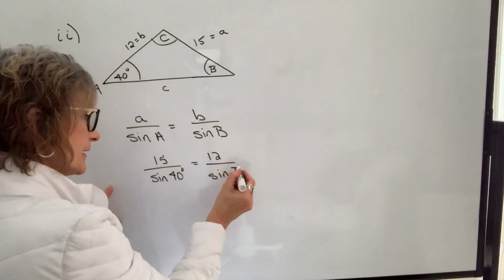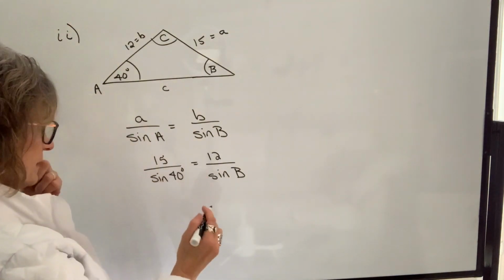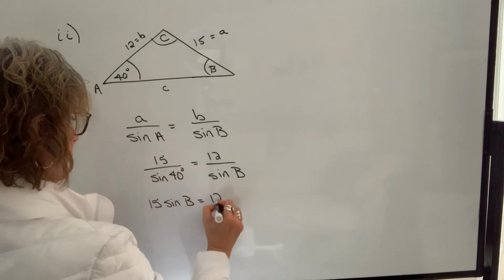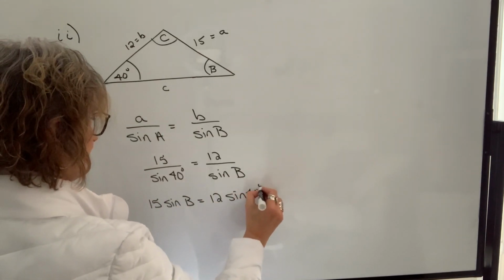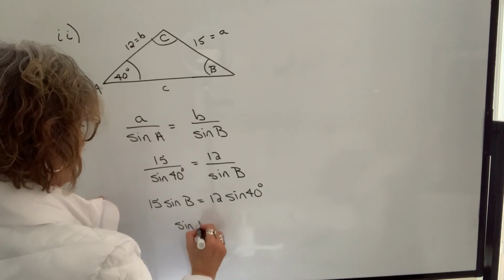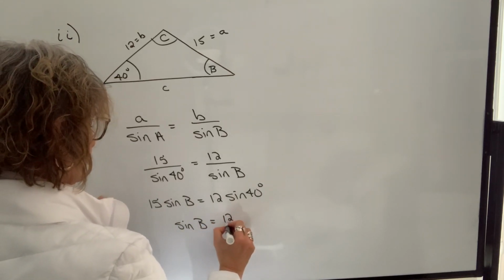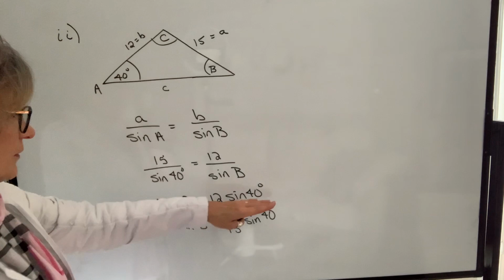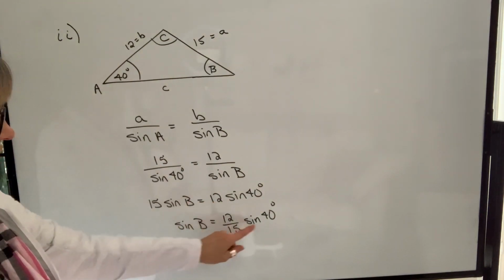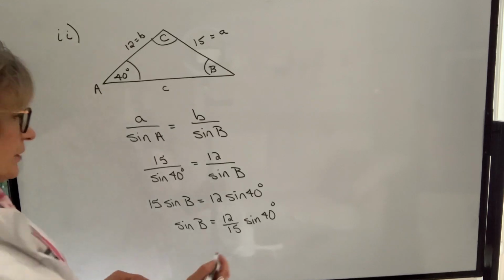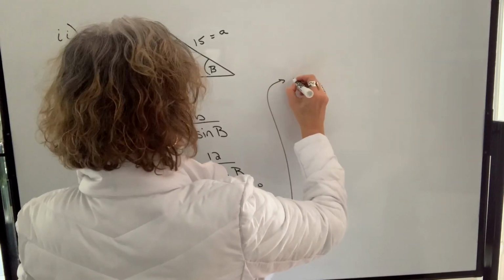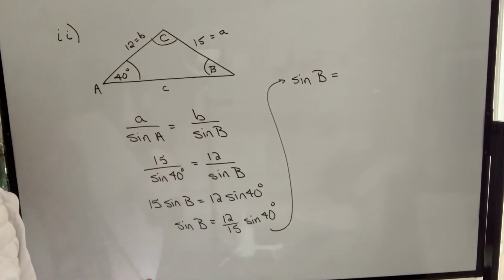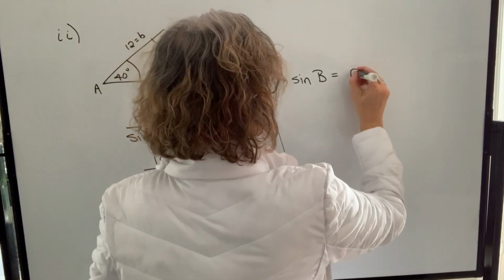I need to isolate sine of B first, so I'm going to cross multiply here. So I'm going to get 15 sine of angle B equals 12 times the sine of 40 degrees, and then I'm going to divide by 15. I can divide the whole thing by 15, or I can just divide 12 by 15 and then multiply that quotient by sine of 40 degrees. I am going to write a value here. I'm going to calculate this, and I will get 0.514.